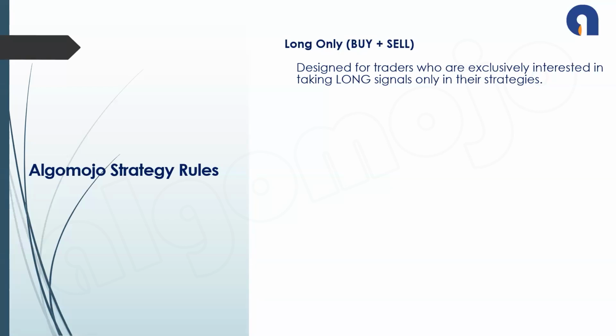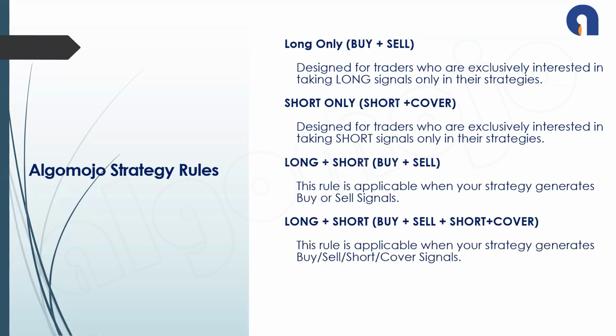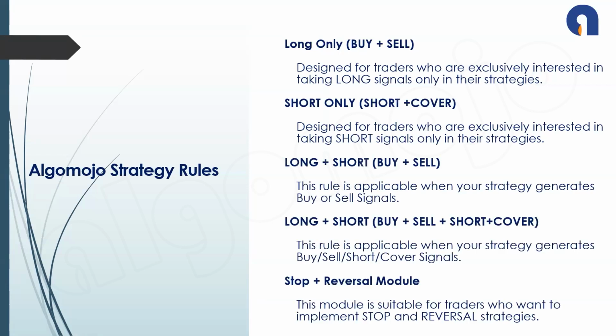So there are 5 rules: long only, short only, long plus short, buy, sell, short and cover, and stop and reversal. It is completely dependent on the strategy signal methods. So we'll need to look at what is the relevant rule to be used and accordingly select the rule. In case we have selected the wrong rule, the whole process will go for a toss. Orders will not get placed as per your requirement. So be careful in terms of getting an understanding of the rule and setting it up in Algomojo.